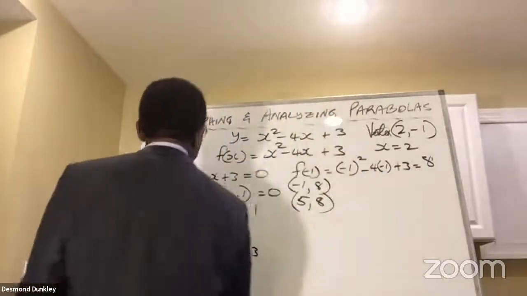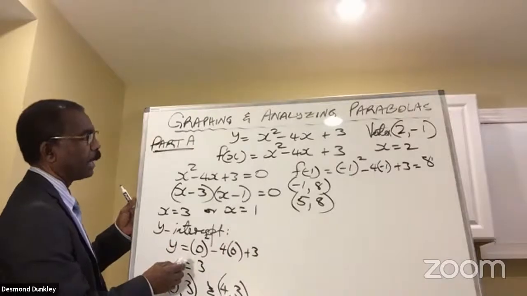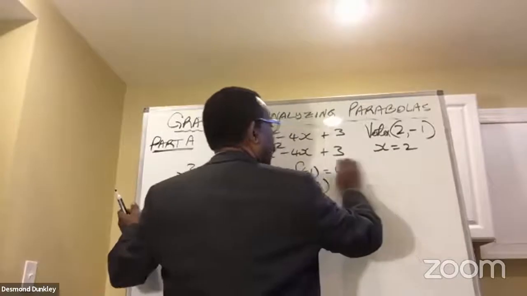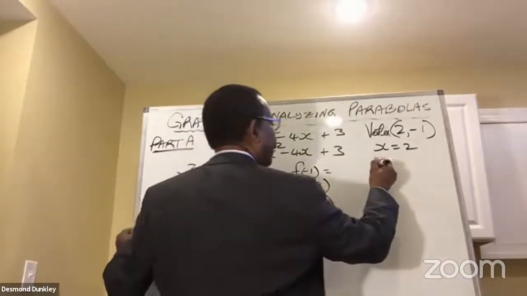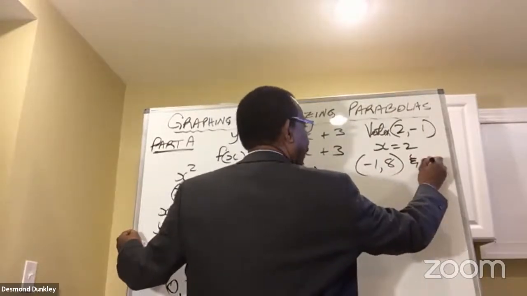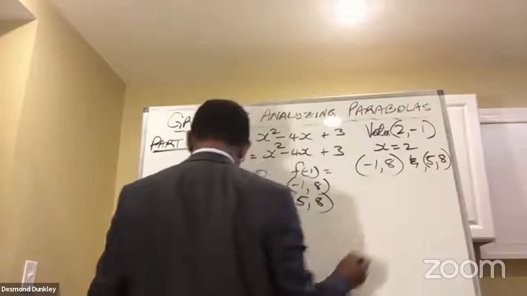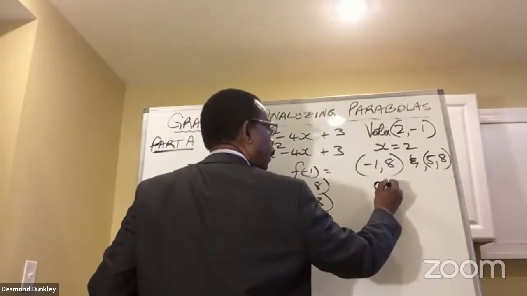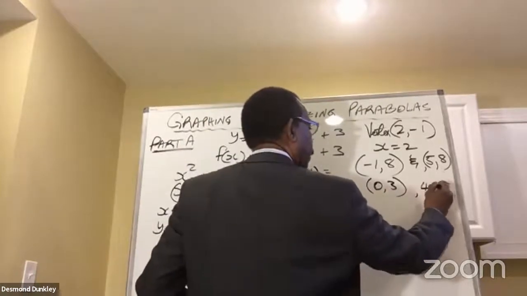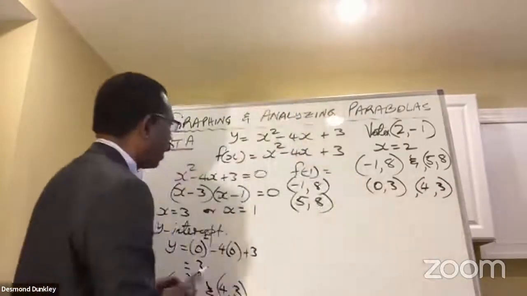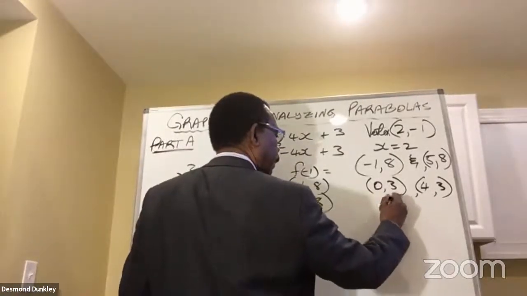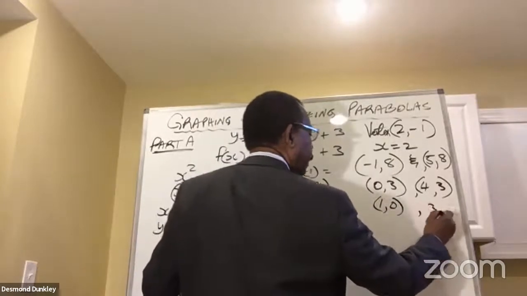Okay, so I have all this information, but I need to make space. So I'm going to erase some of this. So we have -1, 8, which corresponds to 5, 8. And over here we have 0, 3, which corresponds to 4, 3. And then of course we have these points here. 1, 0, corresponds to 3, 0.